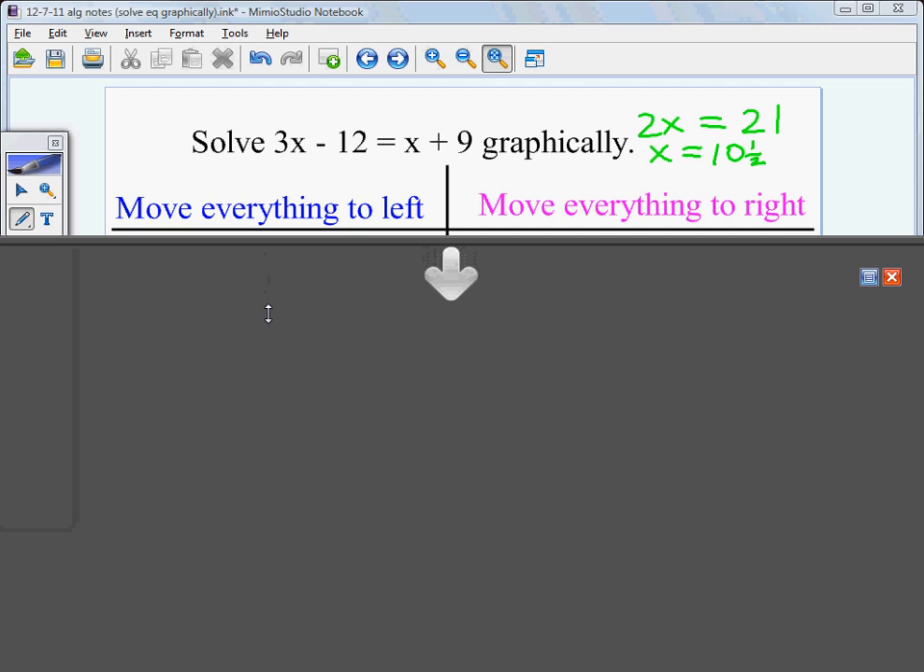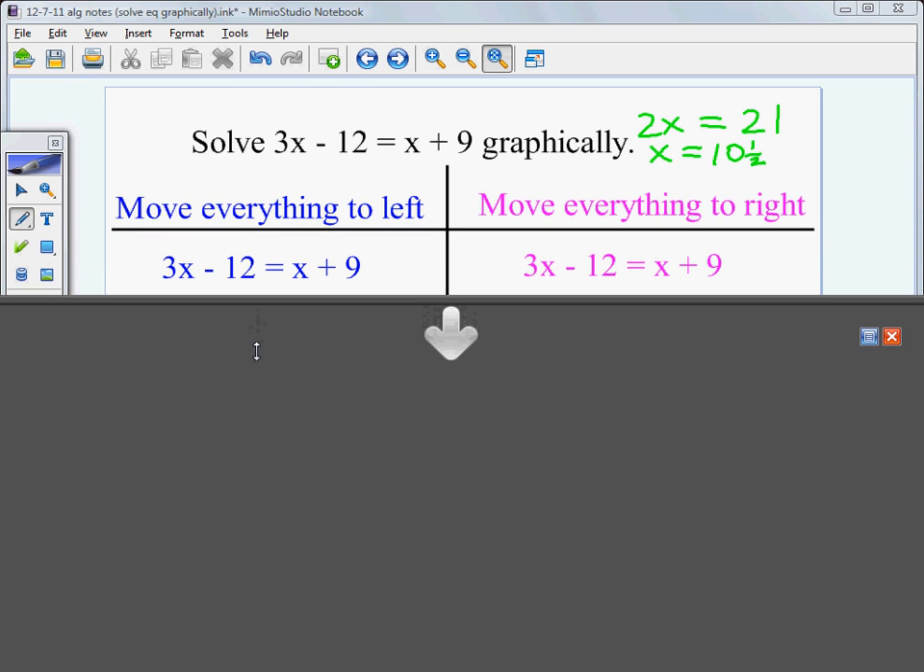It doesn't make any difference. You can either move everything to the left or you can move everything to the right. So if you move everything to the left, you get what's in blue. And if you move everything to the right, you get what's in pink.